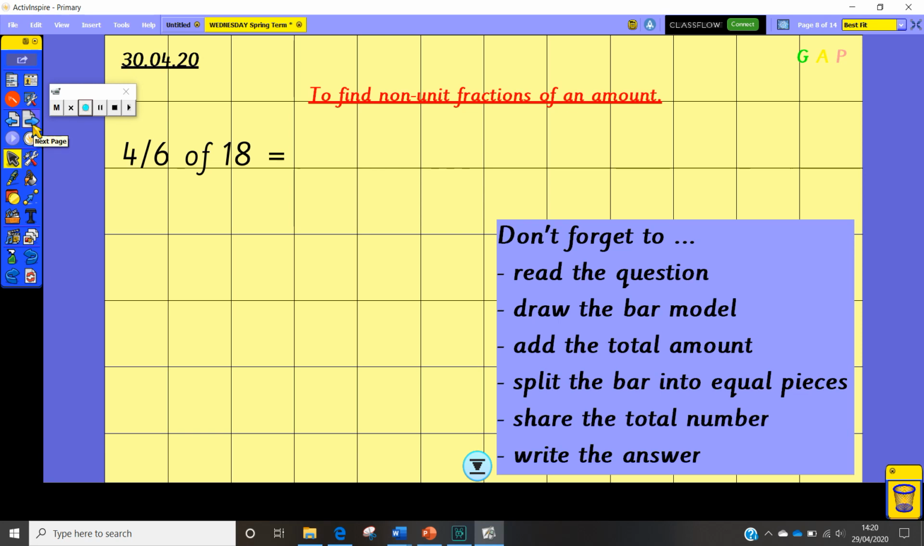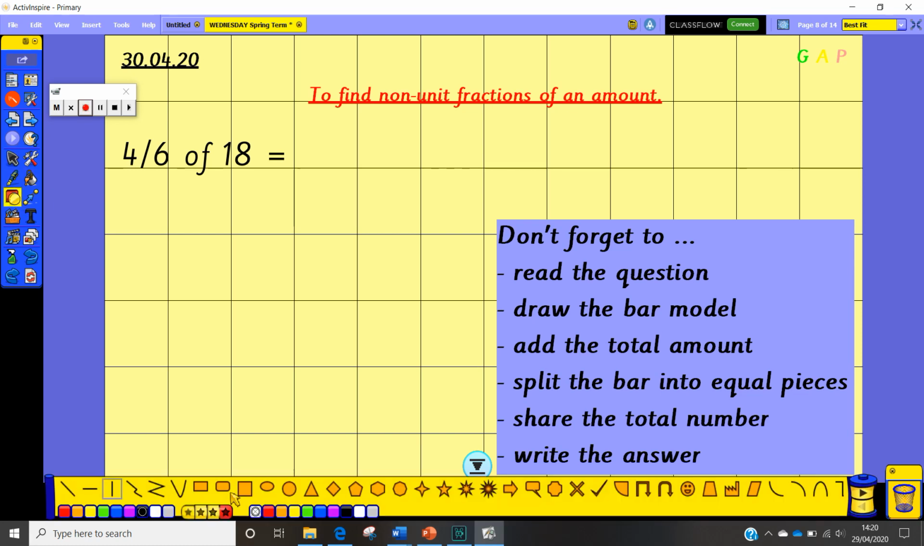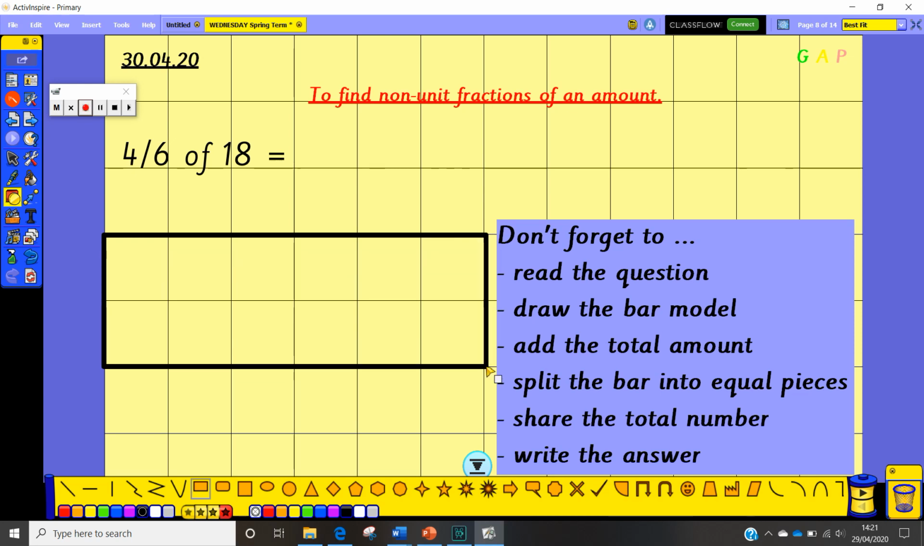So our final question is 4/6 of 18. So same again, we're going to read the question, which is 4/6 of 18. We're then going to draw our bar model. So I need my bar model to be 6 boxes wide this time because we need 6 parts. So we've got 1, 2, 3, 4, 5, 6. And then we're going to go down to make it 2 squares high.